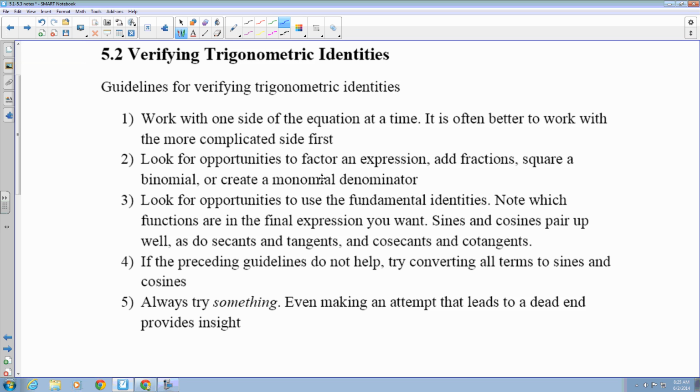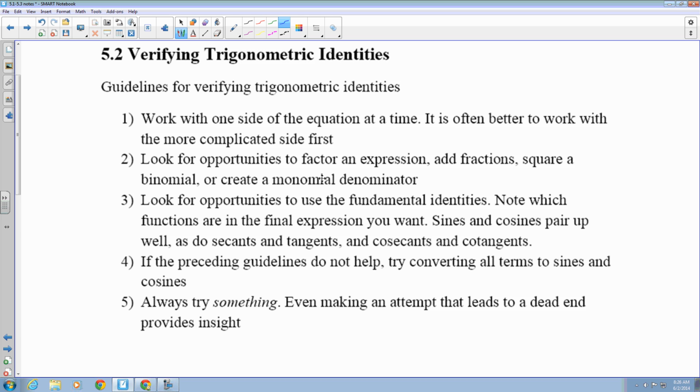This is the second section of chapter 5, which is verifying trig identities. These first 5 steps that I wrote down are guidelines to help you if you're stuck when you're trying to verify a trig identity. You always work with one side of the equation at a time. And I always think that it's better to work with the more complicated side, but that's not always 100% true.